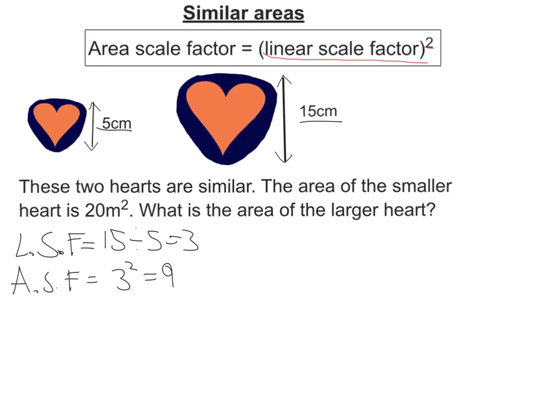So to find the larger area, I'm going to take the area of the small heart, 20, and then times it by my area scale factor, which gives me 180 centimetres squared.